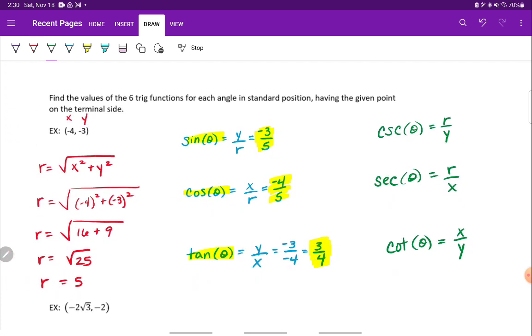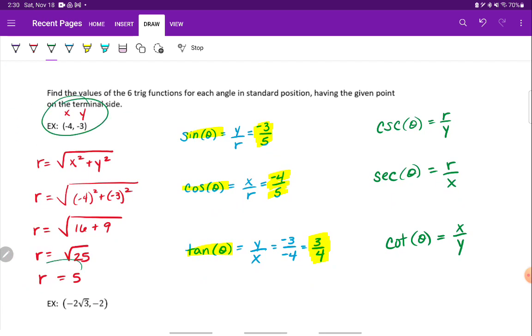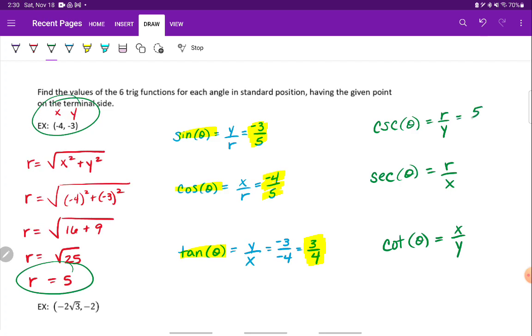Now you are welcome to go back to our original point and our r and just plug it in. Right? So I'm going to do r, which is 5, over y, which is -3. And maybe that's what you should be doing right now as you're first learning this. But in practice later, I would strongly encourage you to just say reciprocal and flip over the fraction. You know, this next one's going to be 5 over -4 because it's the reciprocal. You want to get to that point even if that point isn't today.